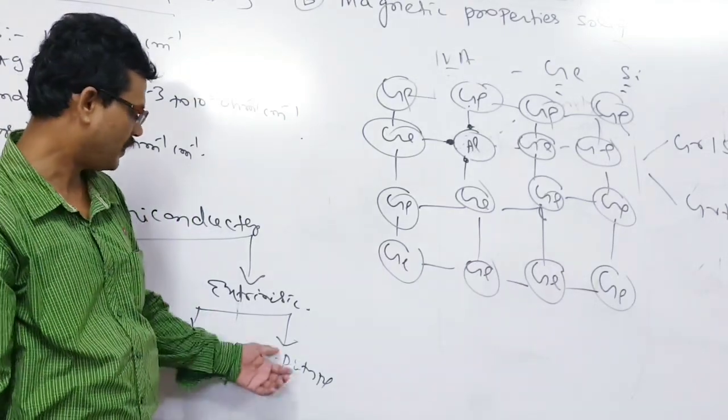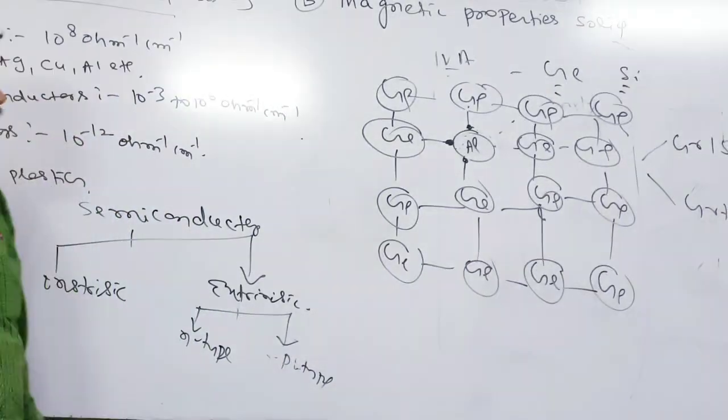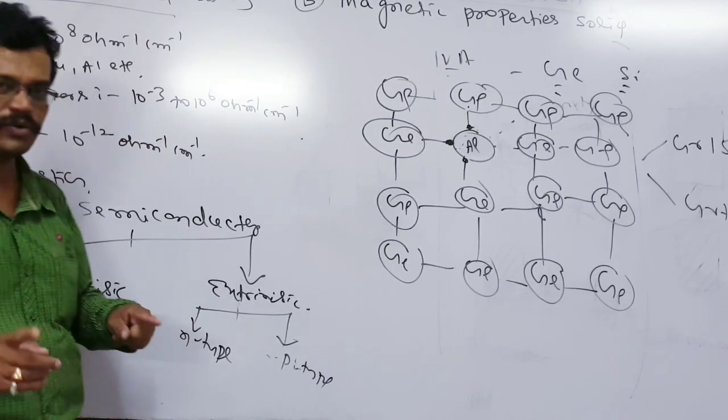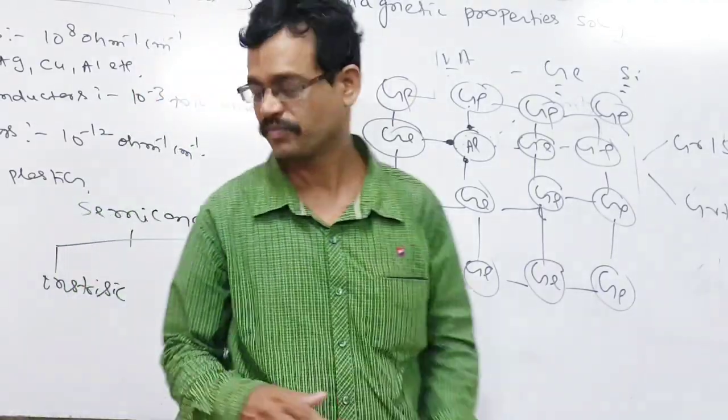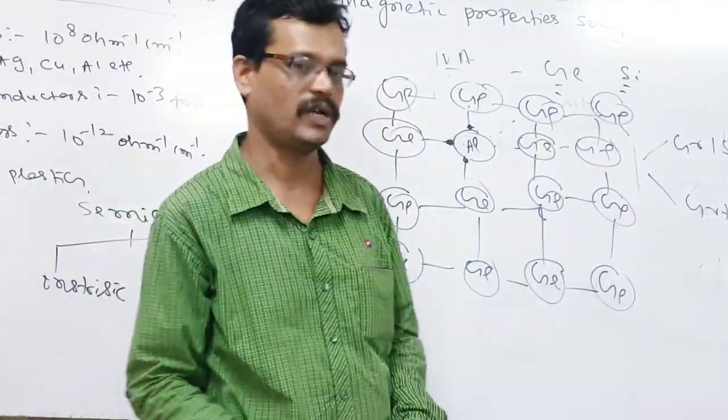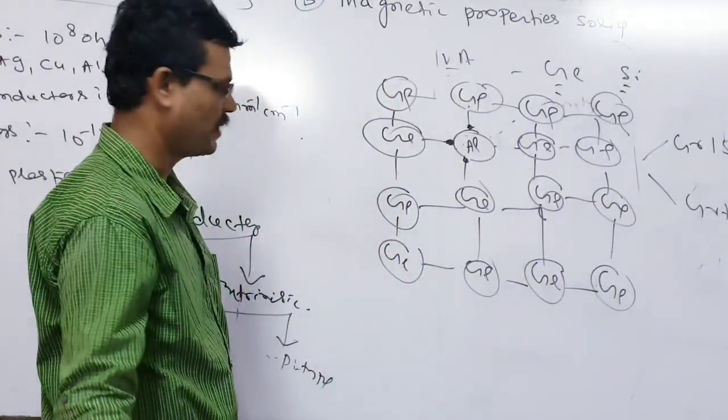Okay, p-type extrinsic semiconductors. So in brief, solids are classified into 3 categories on the basis of conductivity: conductors, semiconductors, and insulators. Semiconductors are again of 2 types: extrinsic and intrinsic. And extrinsic semiconductors are once again of 2 types, that is n-type and p-type.